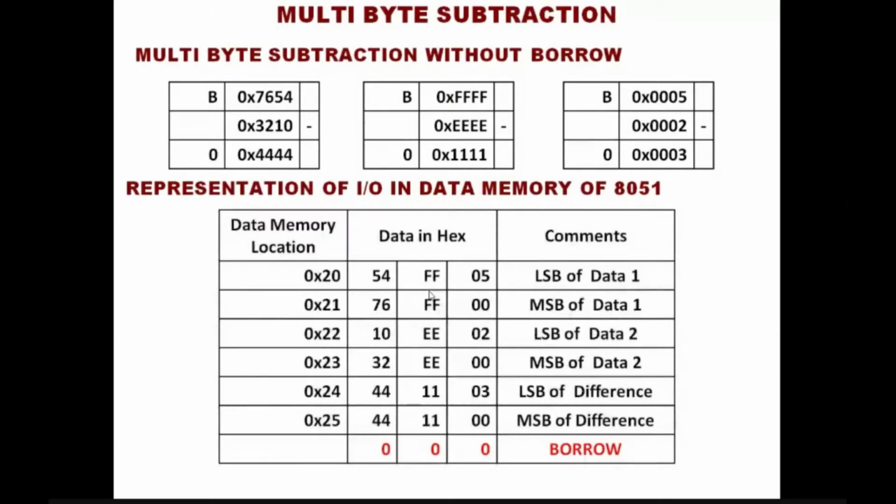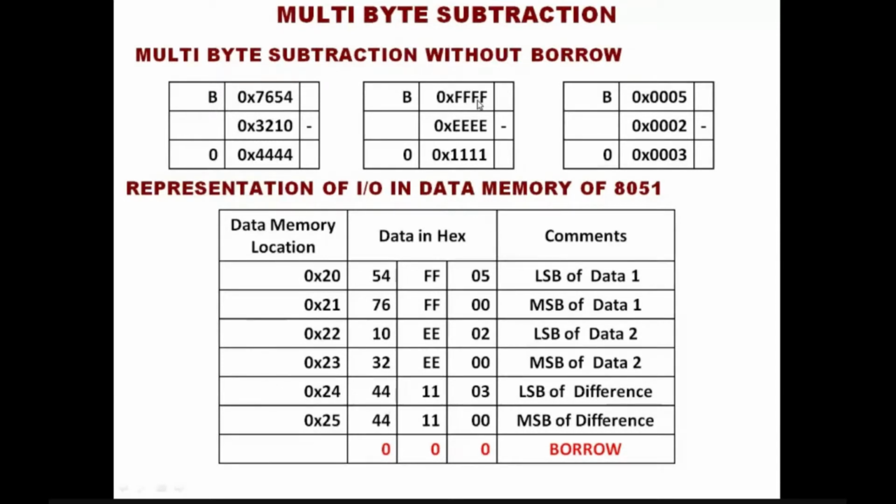When it is stored in the data memory location, the LSB of data 1 and the MSB of data 1, that is 54 and 76, must be stored in sequence like 5476, and the LSB of data 2 and MSB of data 2 are 10 and 32. 10 is LSB, 32 is MSB. So 10 and 32 are stored in the 22nd and 23rd locations, and the answer LSB and MSB are stored in the consecutive locations 24 and 25, as we did in multi-byte addition.